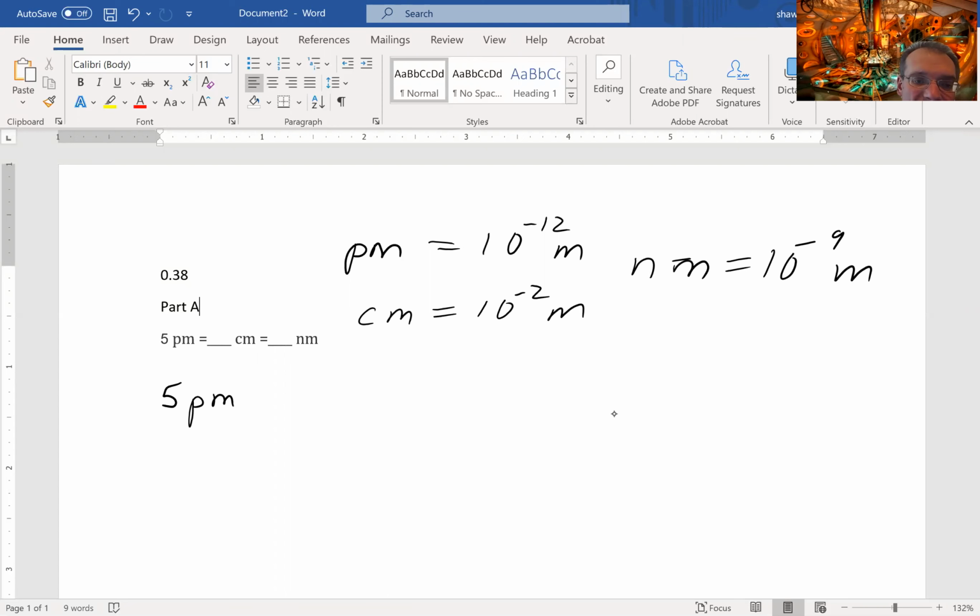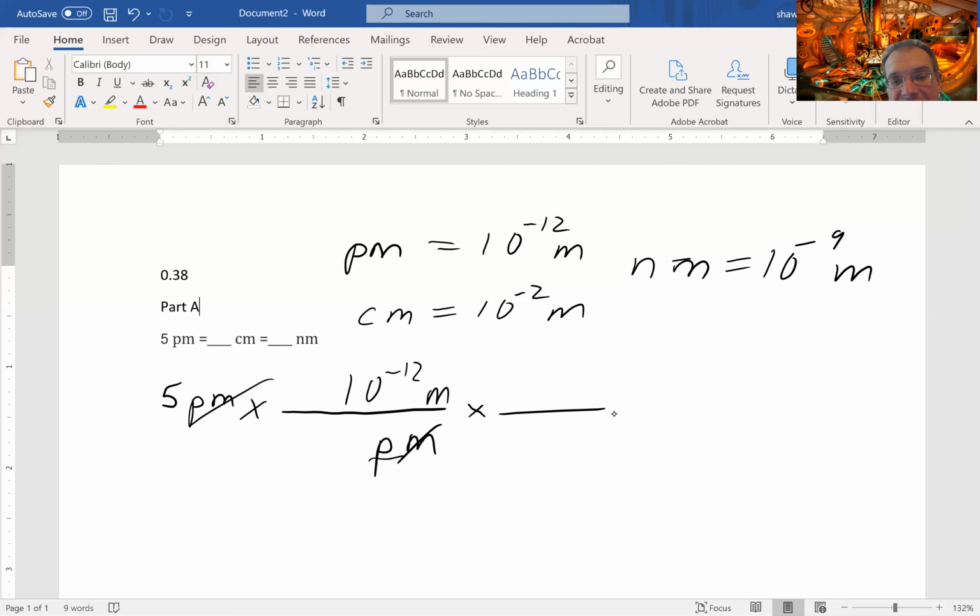So we have picometers. We don't want them. So we're going to place them where they cancel out. So I'll place picometers on the bottom. The prefix is always replaced by a power of 10. So we've canceled out picometers. We have meters. We're wanting centimeters. So I need to get rid of my meters. So I'm going to place them on the bottom so they cancel out. I want centimeters. So I'm going to place them on top. So now I have units of centimeters. So I'm done with this part right here. So I'm going to multiply everything on top and divide through by everything on the bottom.